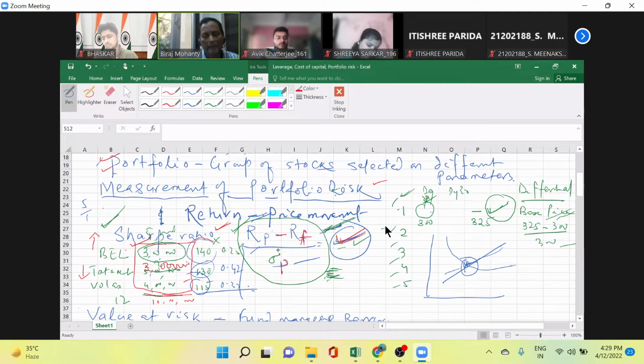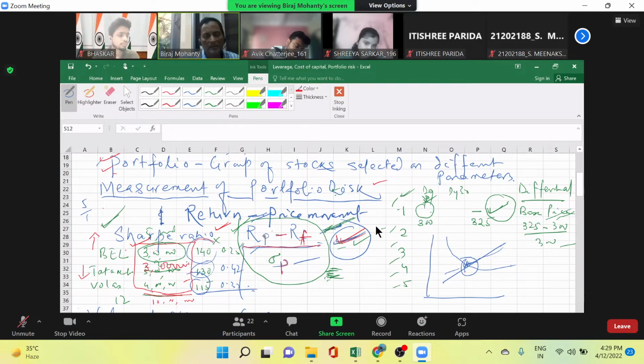Are you getting me? Sir, can you please repeat the formula? Return of portfolio minus risk-free return. Or let us put it this way: this is portfolio return minus risk-free return divided by standard deviation of portfolio.